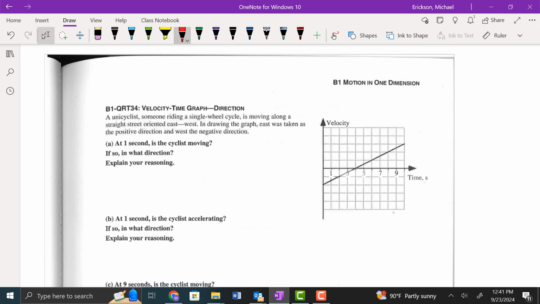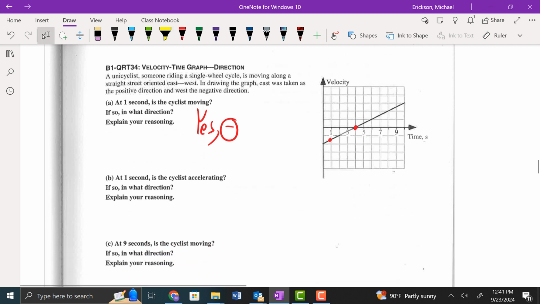Now we'll see how complicated it gets if all I do is change it from a position time graph to a velocity time graph. At 1 second, is the cyclist moving? Yeah. And they're moving in the negative direction because I have negative 1.5 meters per second, if each box is 1. That's what I was saying there. So negative 1.5 meters per second.